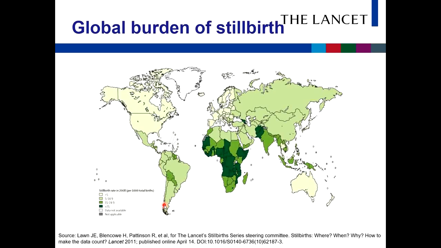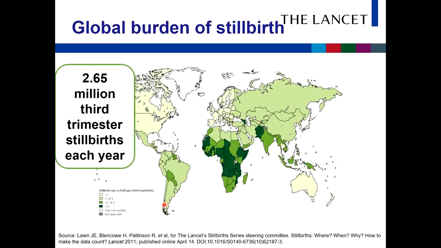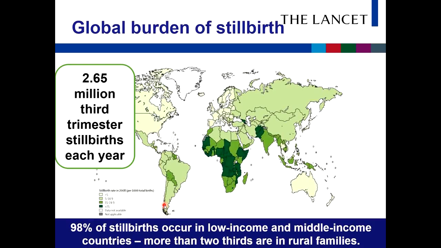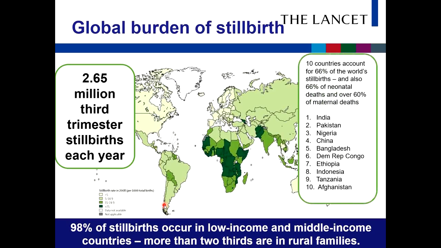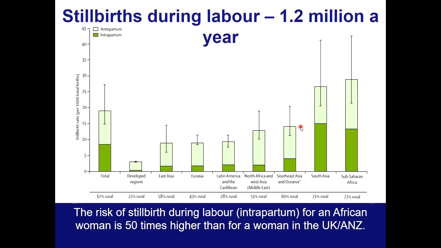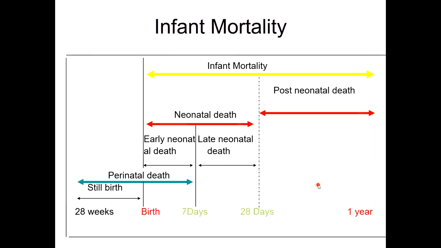The global burden of stillbirth shows that 2.65 million third trimester stillbirths occur, and most of them occur in the low income and middle income countries. And you can see that 10 countries account for 66% of the world's stillbirths, and Pakistan is in the list, which reflects the poor healthcare service provision in our country. Moving towards the stillbirths again, you can see that the majority of the brunt is again taken by the sub-Saharan African region and the Southeast Asian region. So the stillbirths have been calculated.